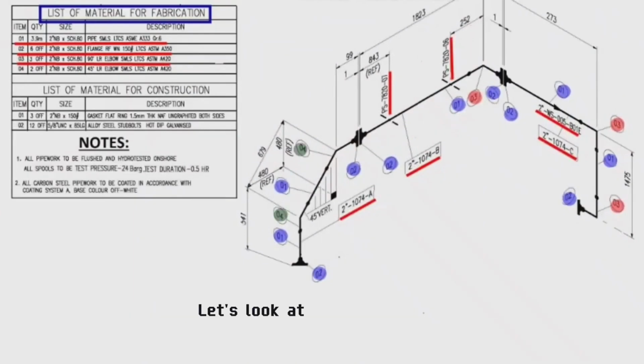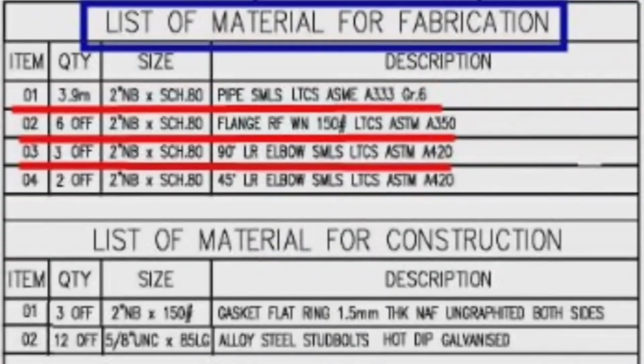Let's look at the material list. Item number 4: the total quantity is 2 pieces, size is 2 inches, wall thickness is Schedule 80, 45-degree long radius elbow, seamless type, low temperature carbon steel material ASTM A420.